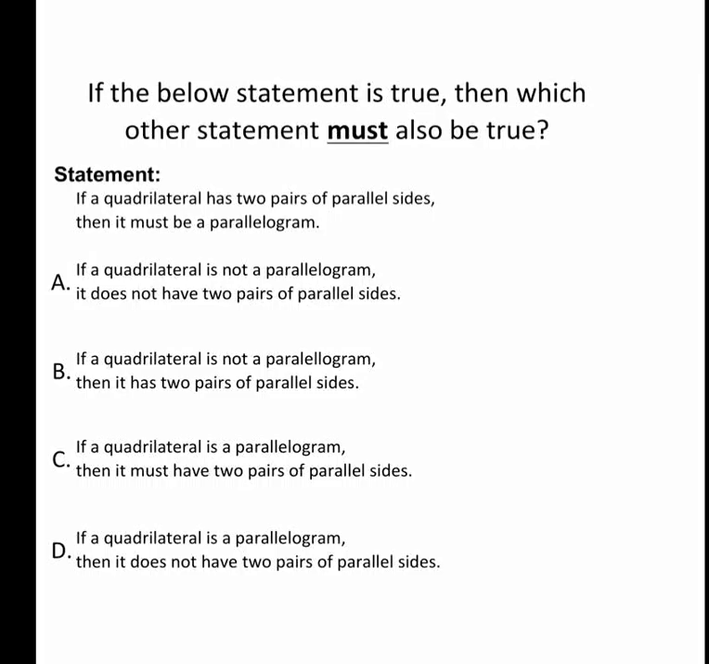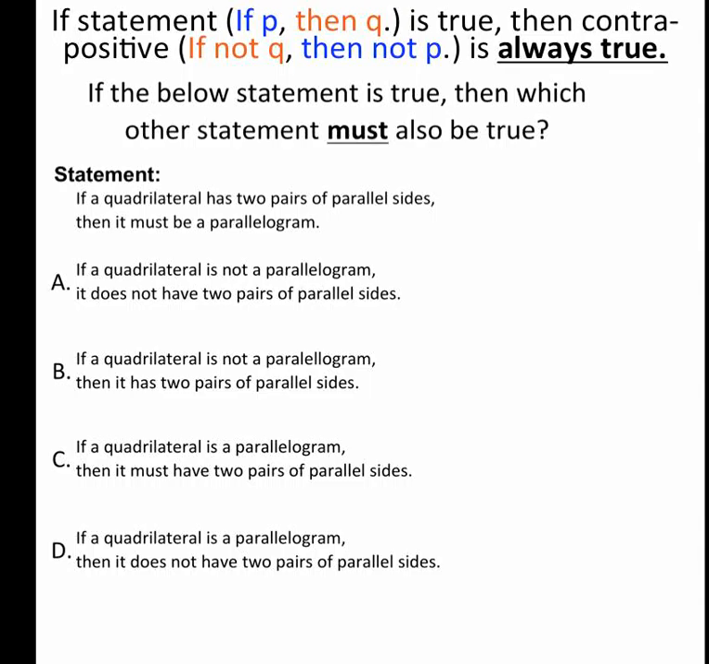This question is saying, if the below statement is true, then which other statement must also be true? And what I know about conditional statements, if P then Q, or if-then statements, is that if I know that they are true, then I know that their contrapositive is true. That is, if I take the P and Q parts and put them in different parts of the sentence structure, and then take the opposites, or put nots there, if not Q, then not P, I know that if my statement is true, then my contrapositive is always true.